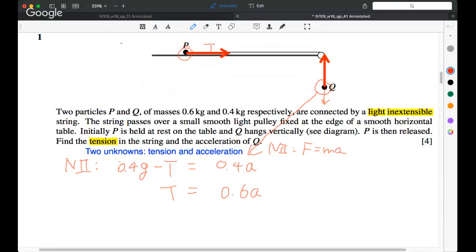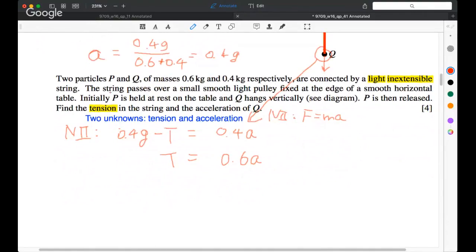So another approach might be looking at the system and saying, okay, we have P and Q connected together. Let's treat them as one object instead of two. And the only resultant force is the gravity acting on Q. So we could just say that A equals 0.4 G over 0.6 plus 0.4. But that's another approach.